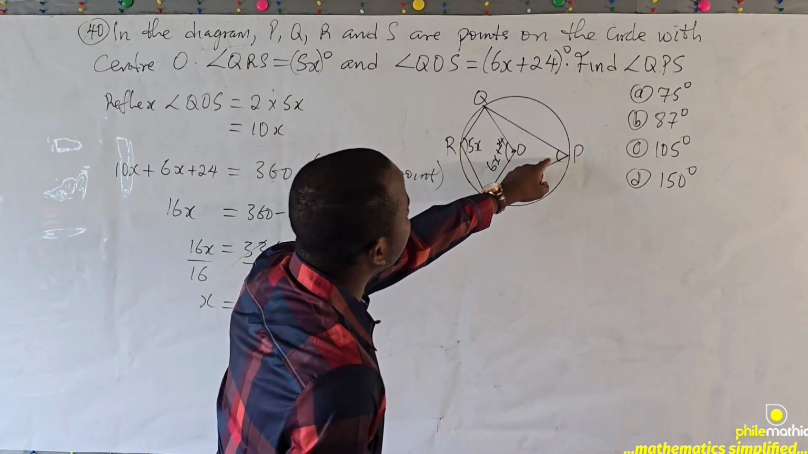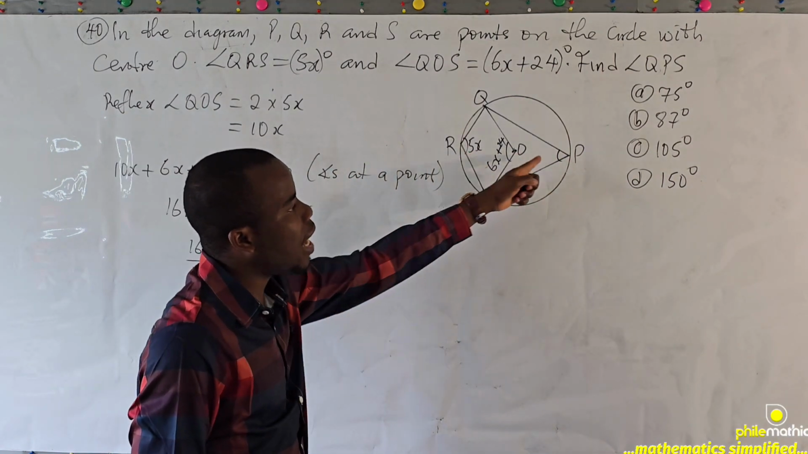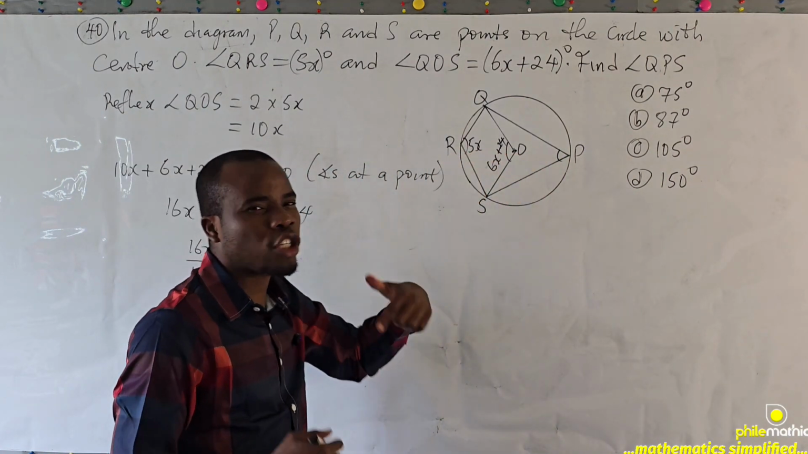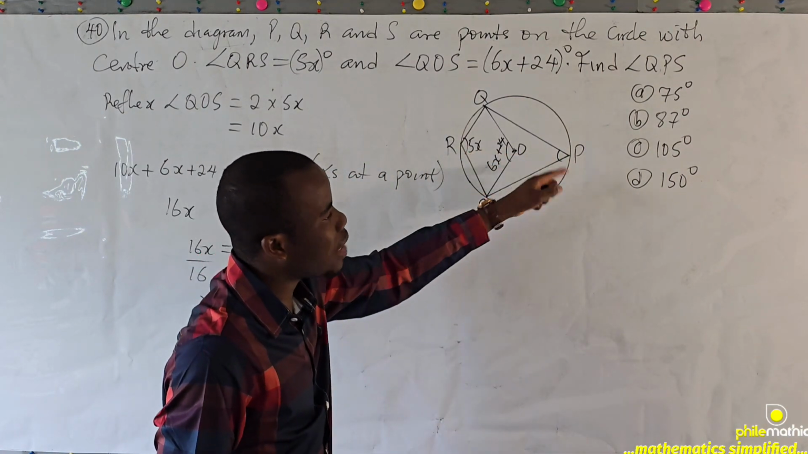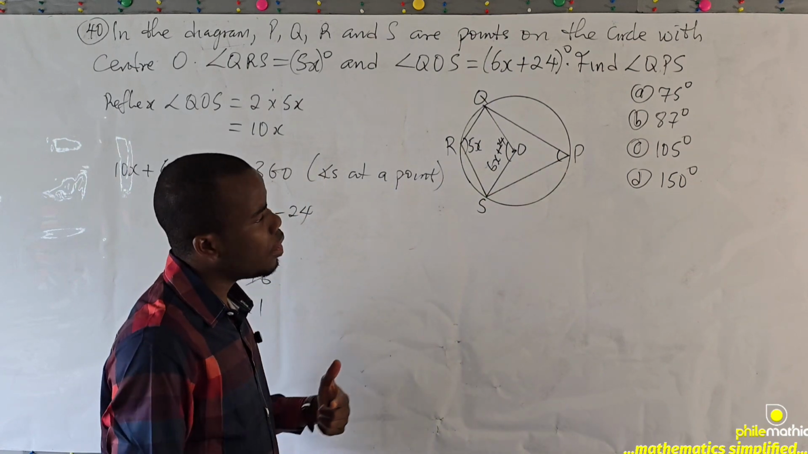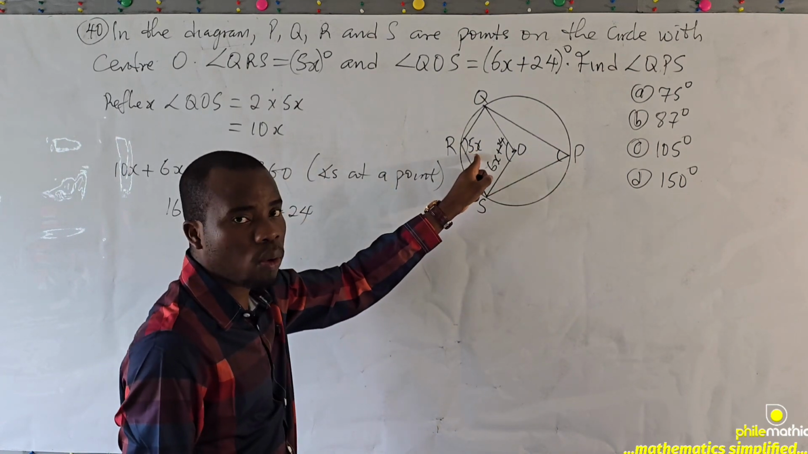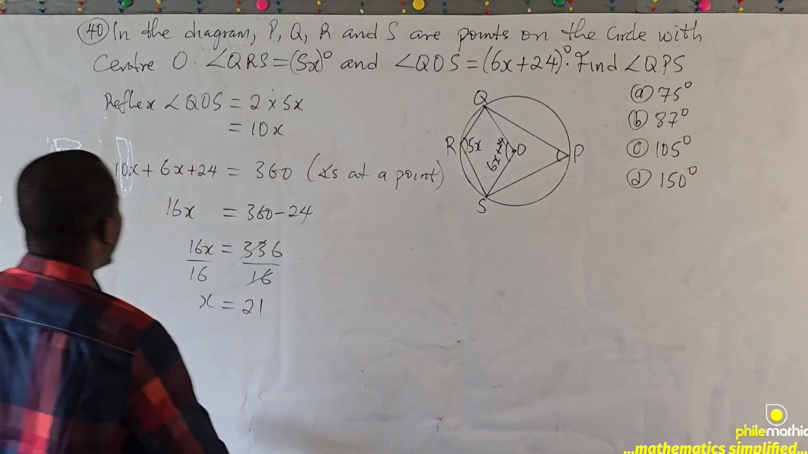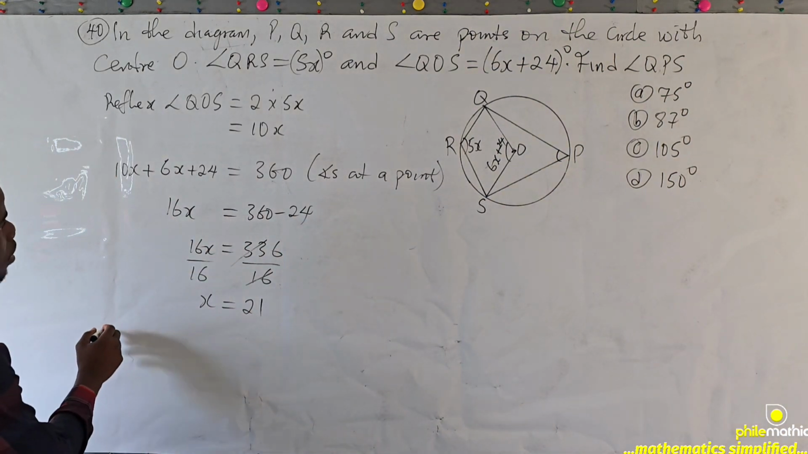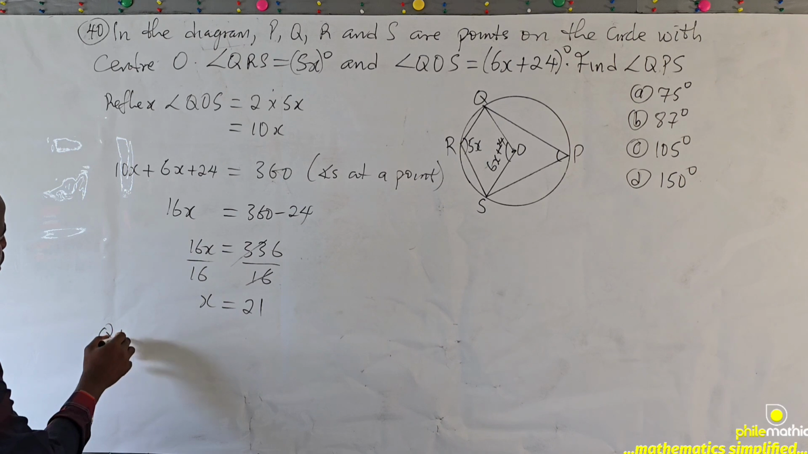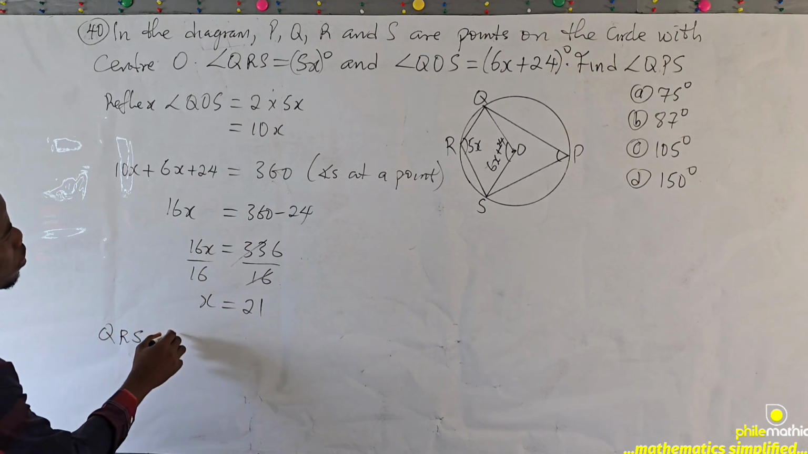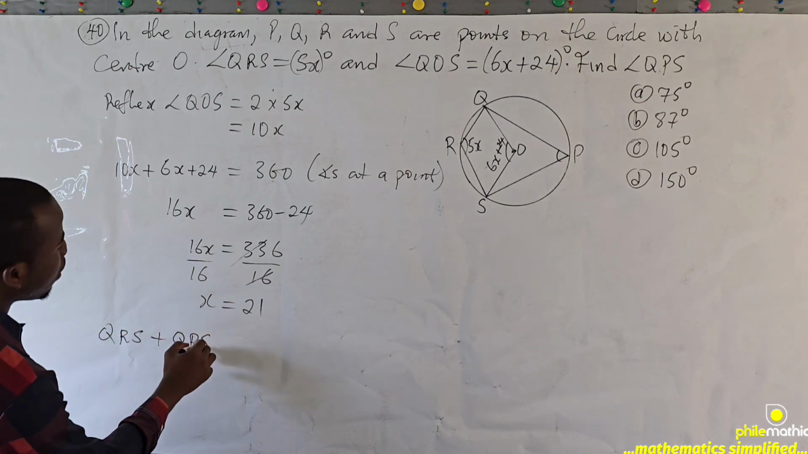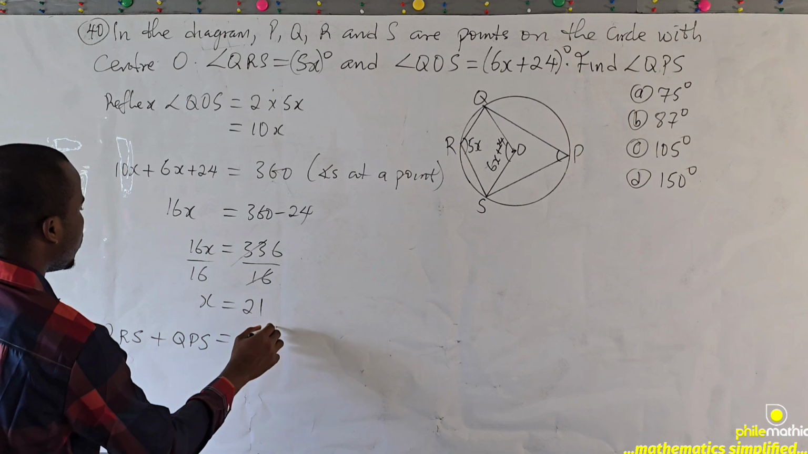Now, what are we looking for? This angle, QPS. We know that opposite angles of a cyclic quadrilateral are supplementary. These two angles are supplementary. What does that mean? It means if you sum this angle and this angle, it should give you 180. So QRS plus QPS should give 180 degrees.